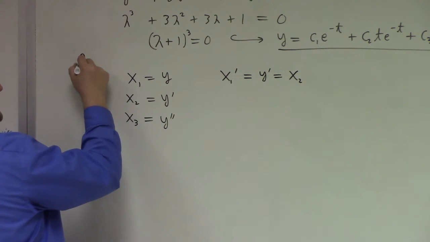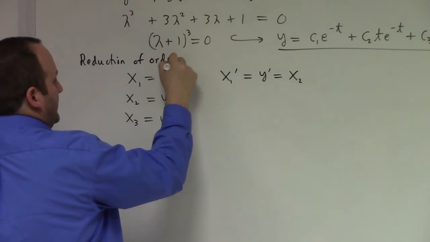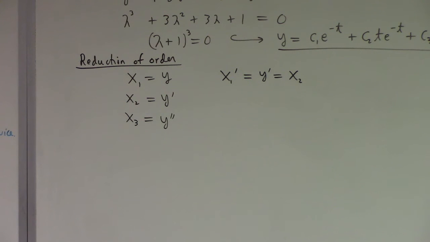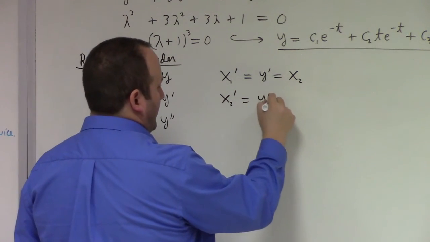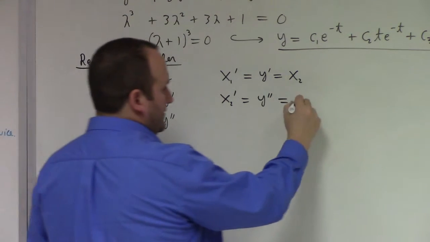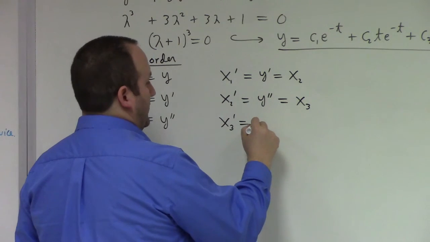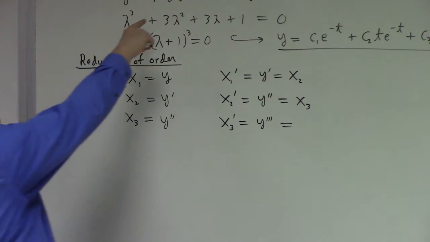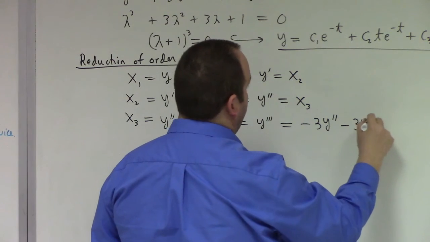So I'm showing you a technique which is called reduction of order. It turns out you can use reduction of order to convert any higher order differential equation to a system of first order differential equations where the net order is preserved. x2 prime is y prime prime, which is x3. And x3 prime is y prime prime prime, which is what? Well, then you go back to the differential equation. It's this: minus 3y prime prime minus 3y prime minus y.